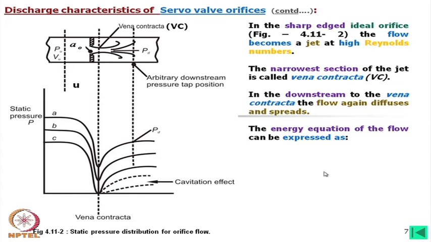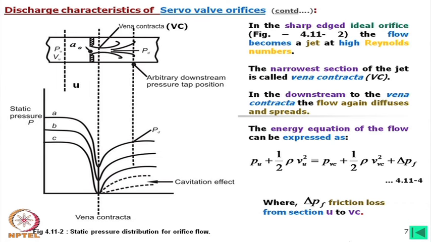The energy equation of the flow can be expressed now. This is a known equation: at this section, pressure plus half rho v u square, whatever the velocity may be, is equal to pressure at the vena contracta plus half rho v c square, plus del p f. This del p f is the friction loss from section u to the vena contracta. This will be the characteristic equation for this flow, and this loss will be there.